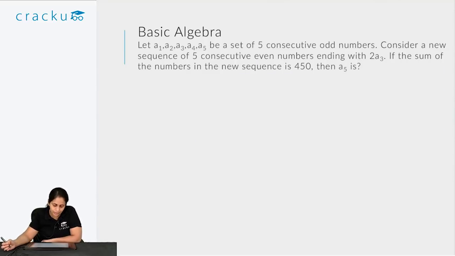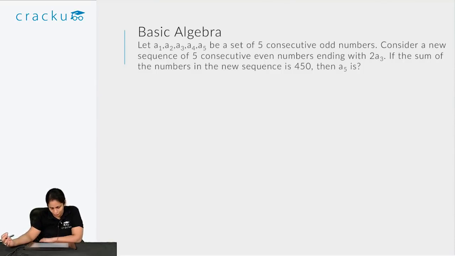This is a recent CAT question. Let A1, A2, A3, A4 and A5 be a set of 5 consecutive odd numbers. Consider a new sequence of 5 consecutive even numbers ending with 2A3. If the sum of the numbers in the new sequence is 450, then A5 is. Now at first read this seems like a question from progressions and series, but it is not.